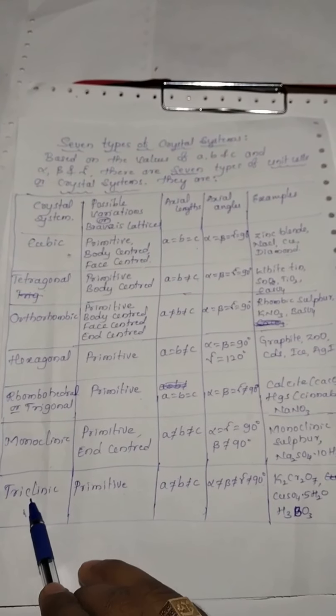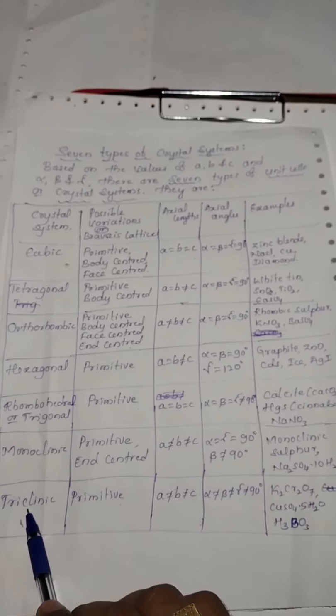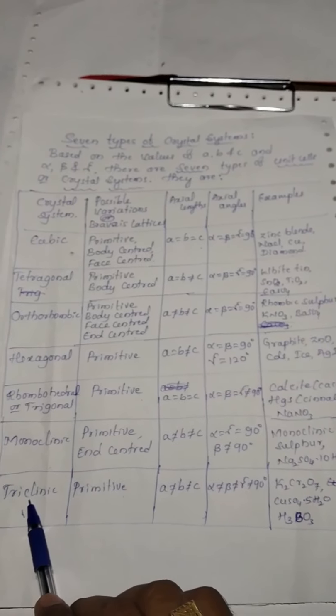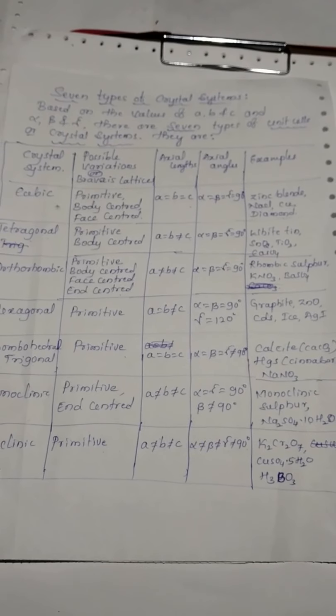You should remember this table. It is a very important table. It is also important for competitive exams. See here, triclinic is an irregular shape. Triclinic crystal system is an irregular shape. You can remember it by remembering the irregular shape. Okay, this is about the crystal systems.